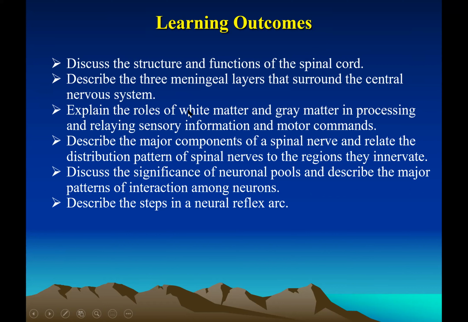If you do a cross section of the spinal cord, you'll see certain places that are white and certain places that are gray. It's called gray matter and white matter. We'll study how they play a role in relaying sensory information to the brain and bringing back motor commands. We'll talk about spinal nerves, their distribution pattern, and the regions of the body that they innervate. When a nerve is monitoring a tissue, the word used is innervate, I-N-N-E-R-V-A-T-E.